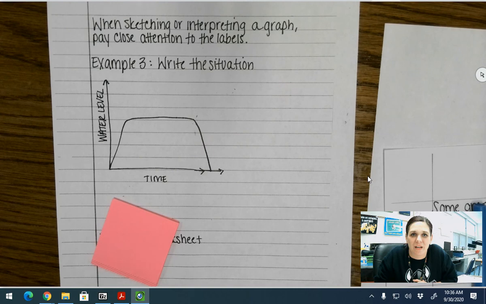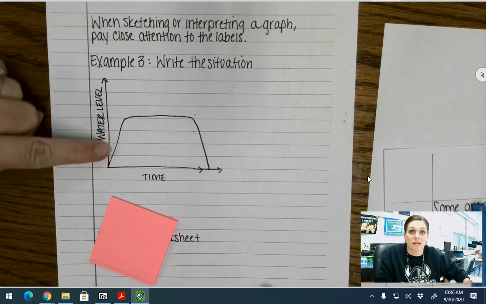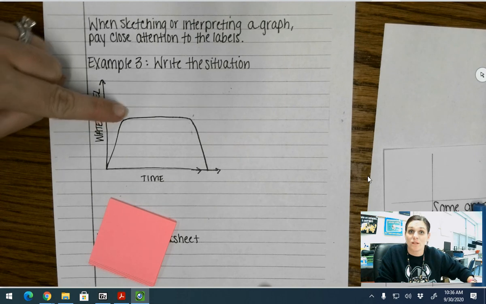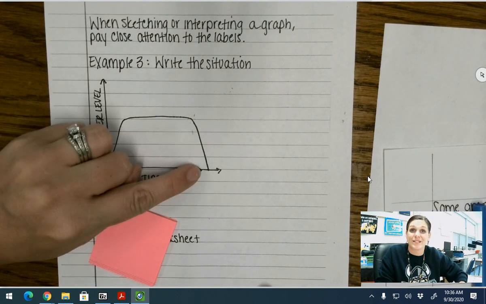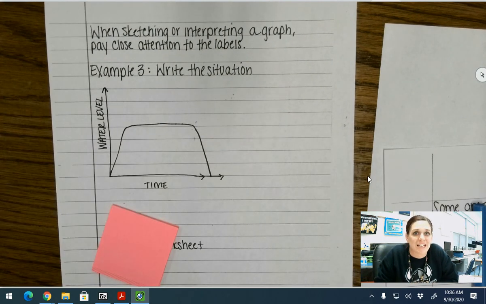Write me a story. It should have 3 sentences, 1 sentence for this up, 1 sentence for this across, and 1 sentence for this down. I'm excited to read what you write.